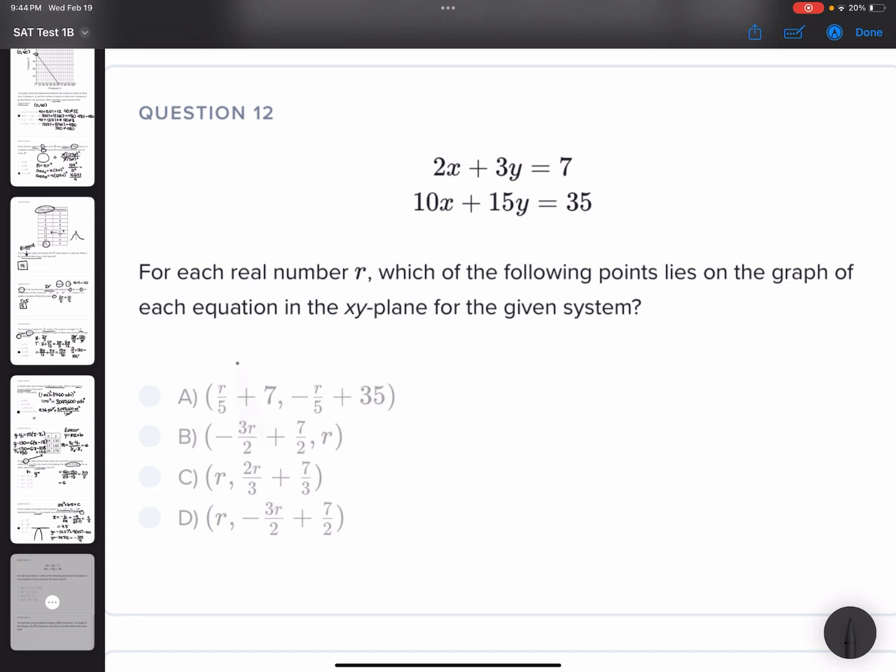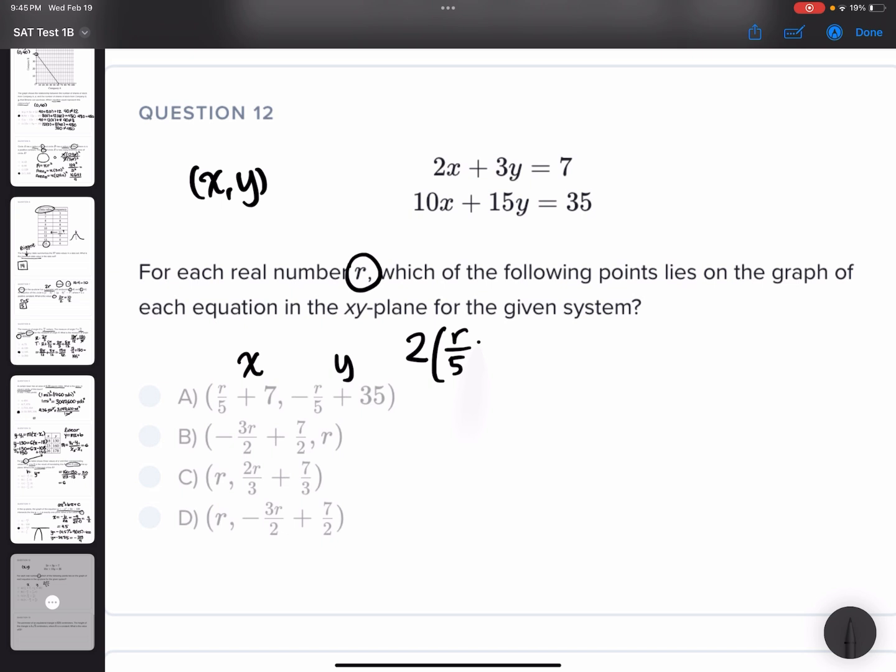So remember, all this is just a way of saying x and y. We are talking about our points x, y, and r is just a representation of something, right? So in order for this to be true, when we plug in x and y, it has to be mathematically correct. Okay, so starting off with our first one, we're just going to plug it into our first equation because it looks easier to work with.